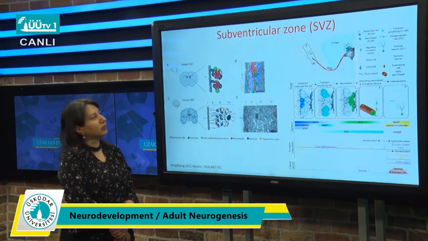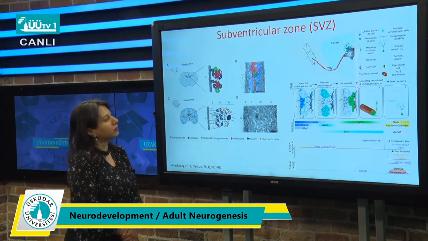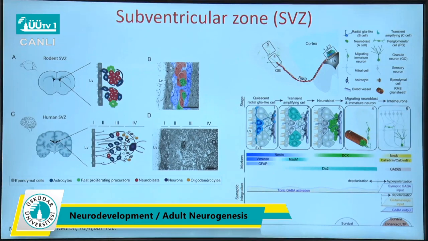So let's look at the structure of subventricular zone. Subventricular zone is located on the walls of the lateral ventricle, and it consists of these radial glial-like cells, which are also called type B cells.